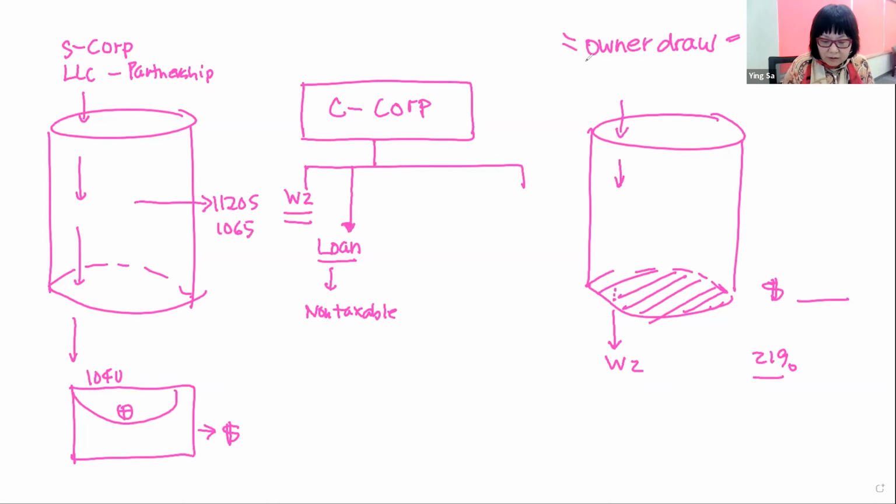That's owner draw. That is the owner taking loans out of the company. They take money out of the company. Okay, so that's the second way people do. And then the third one is a dividend.